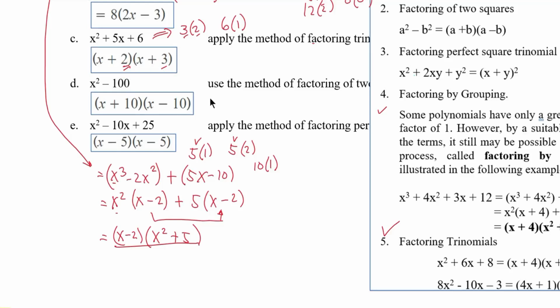Then letter D. Use the method of factoring the difference of two squares. This is number 2. You just write first the factor of x squared, so just x and x. Then for negative 100, we know its factor is 10 and 10. Then just follow the signs: one minus and one plus. Plus 10, minus 10. That is how easy letter D is. Just take the square root, for short.